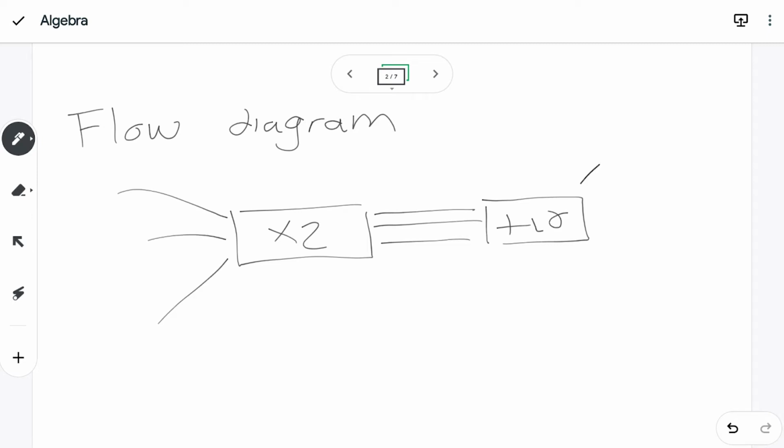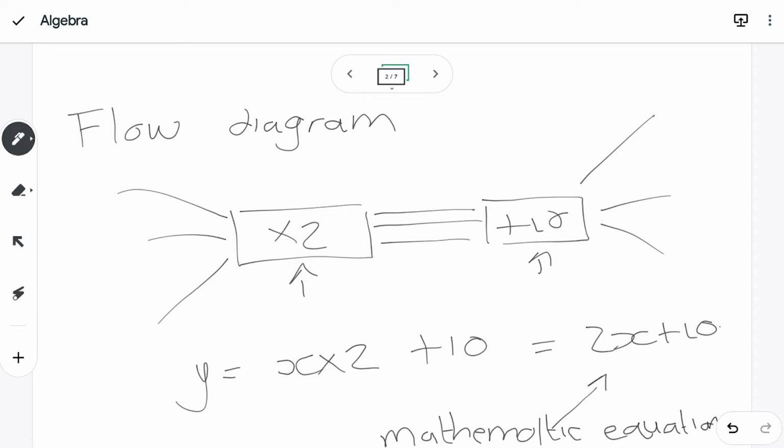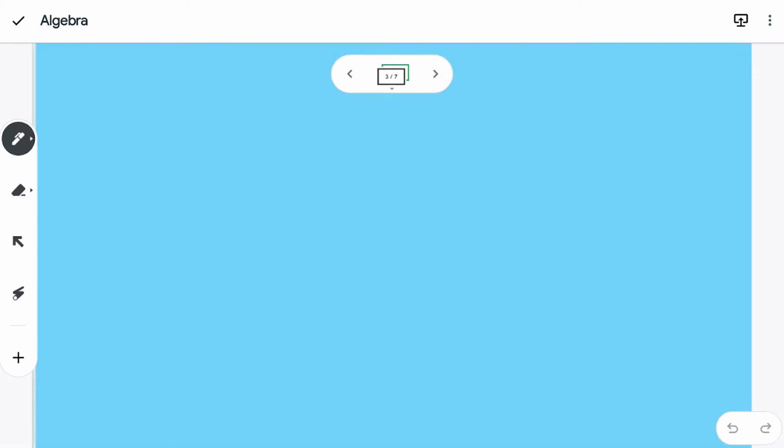Now remember, our y would have been our output in this case, and the changes happen to the input value. The input value in this case, we could have it as x. So essentially it looks like this. Now grade 8, this is what we call a mathematical equation, and that's what algebra basically deals with.